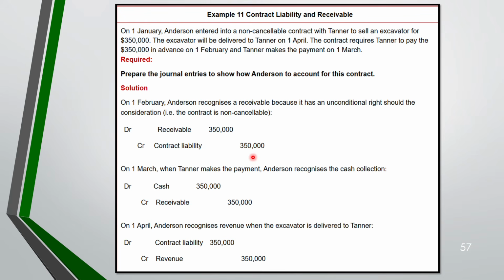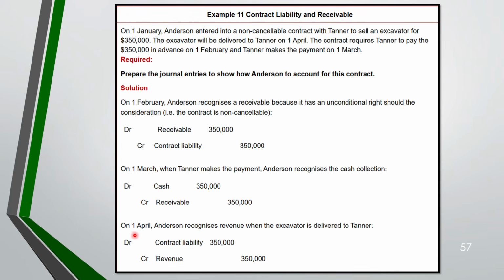350,000 on pass. Coming to 1st March. Now, what happens on 1st March? They are making a payment on 1st March. So debit cash 350 and credit receivable 350. Now that receivable that you recognized on 1st Feb will be cancelled. Earlier it was a debit balance. Now because cash is paid, the receivable account will be cancelled by crediting 350,000.